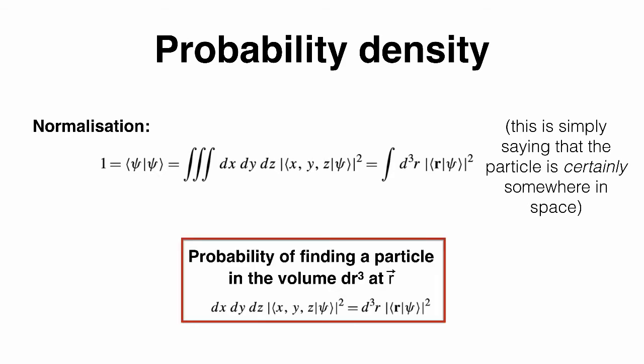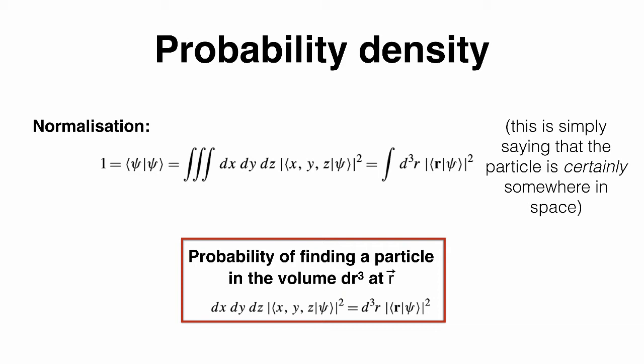That shows us, of course, that this little volume d³r is what we look at for the density of particles at that position, for a little volume dx times dy times dz. So it's a little cube of that dimension.